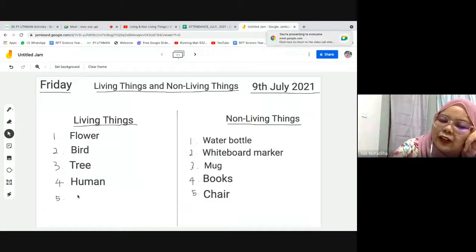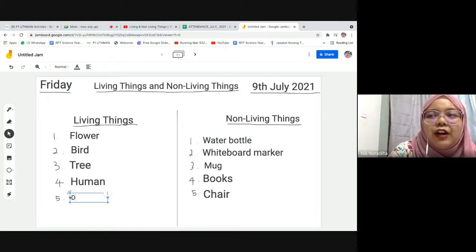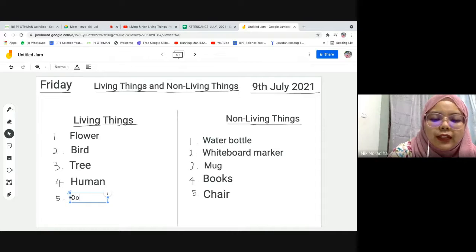Ah, Atoy, can you give teacher another living thing? Fish. Living thing, yes. One more. Dog. Dog? Woof, woof. Do you have a dog? No. But around your house? Around my house, yes. Okay.